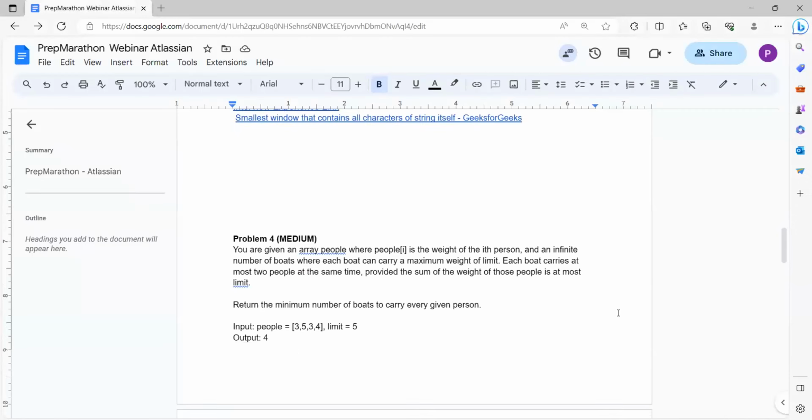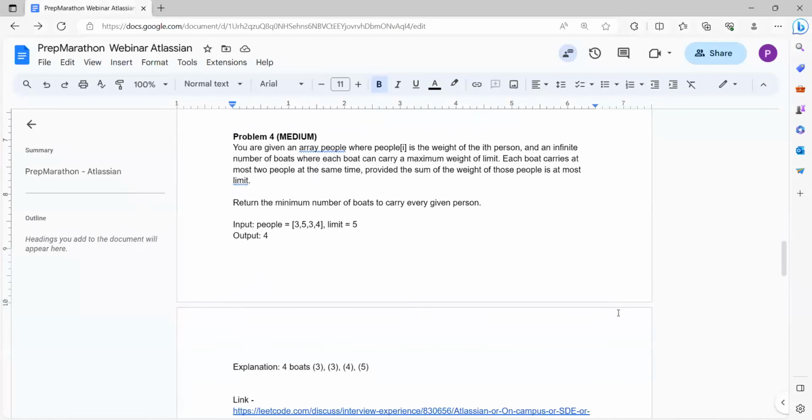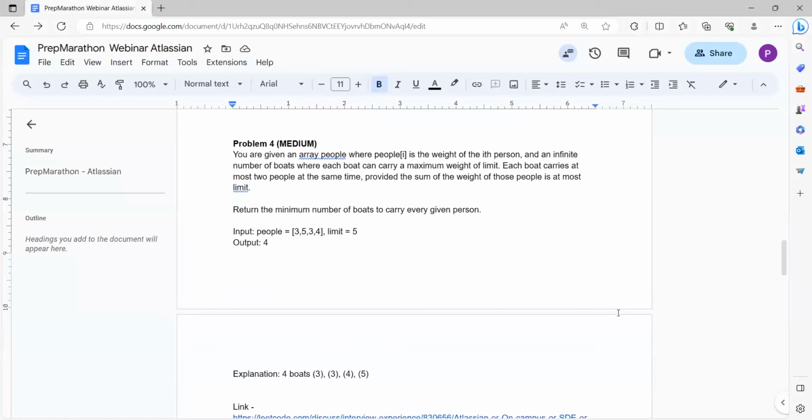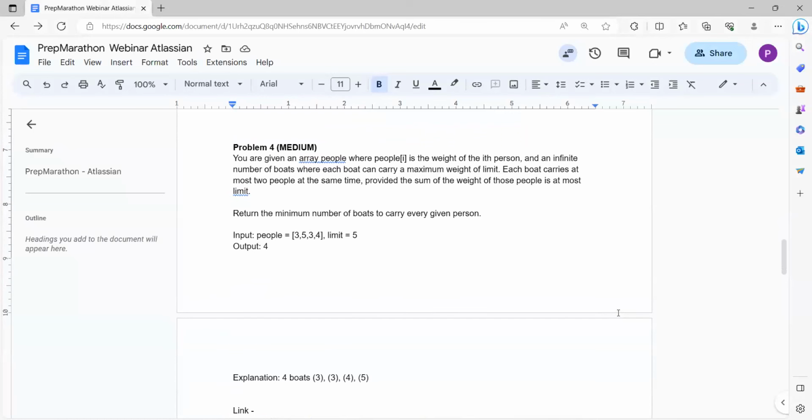Okay, great, great, great, great. Okay, let us move on to the next problem. I like the next problem very much. Okay, let me share it to you. So we are moving on to the next medium problem. Read this problem. This is a very good problem.